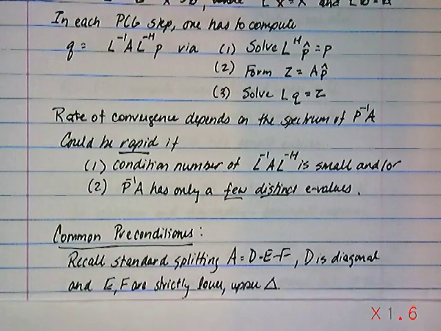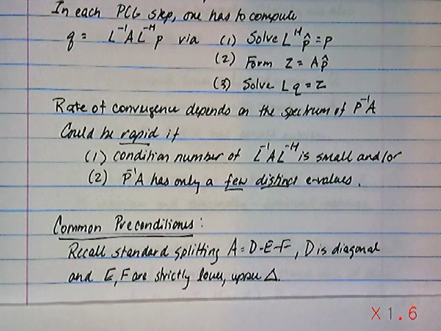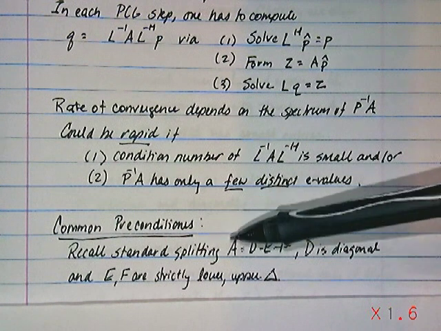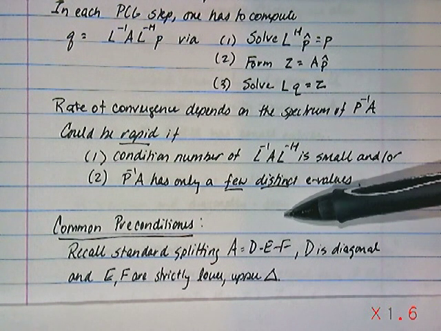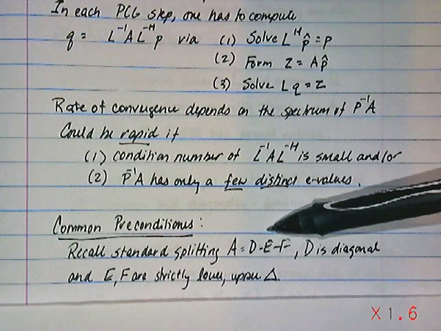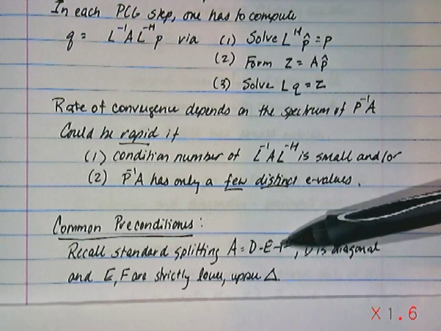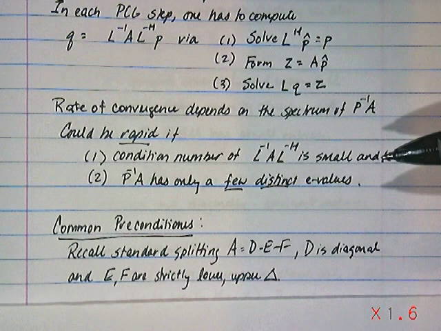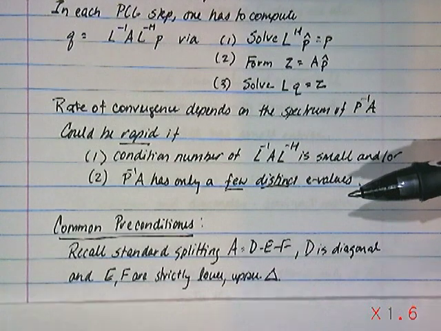So finally, let's look at some common preconditioners, and then we'll go back and look at that Matlab code to see how you would actually do preconditioning inside of the conjugate gradient algorithm. So recall the standard splitting that we were using when we were building iterative methods, taking a matrix and writing it in the form D minus E minus F. D is diagonal, E and F are the strict lower and upper triangular components of the matrix.